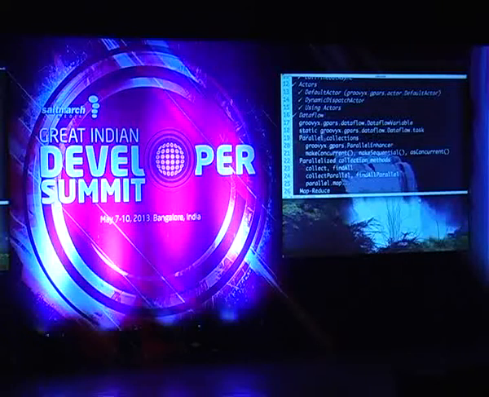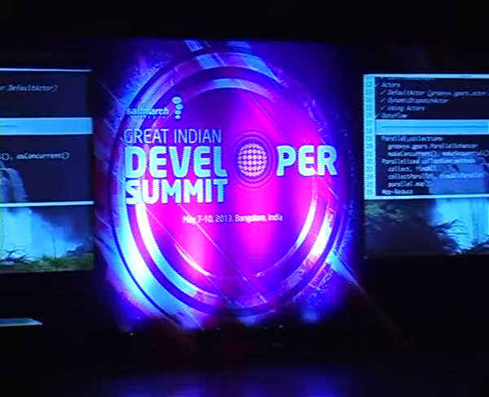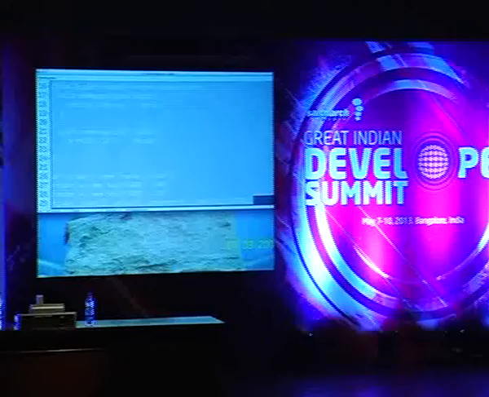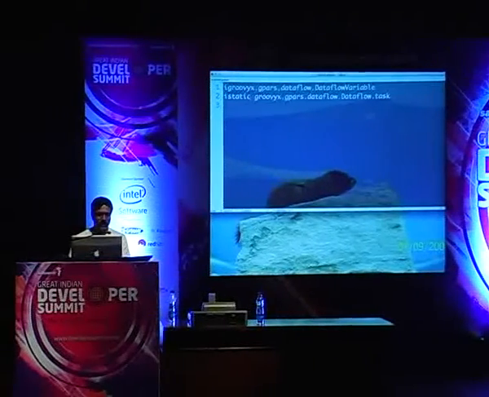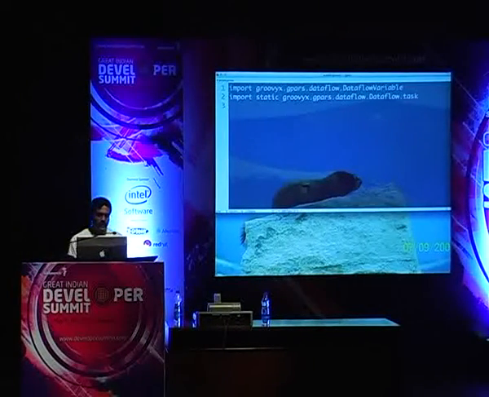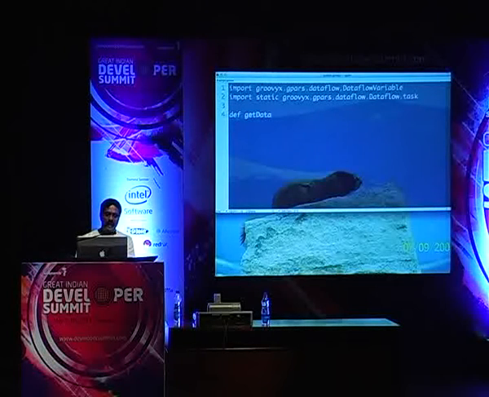Let's look at an example of how we would use this in the code. What I'm going to do here is bring in a data flow variable, but I'm also going to bring in a task that I want to use as well. So let's go ahead and import these two. But I need a little function to work with it, so we'll call it getData. This is going to take a URL string for which I'm going to get the data.